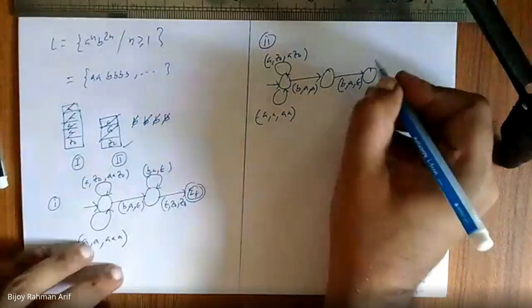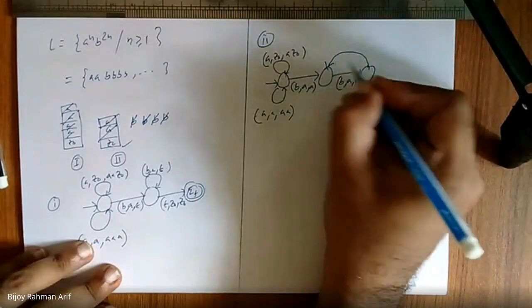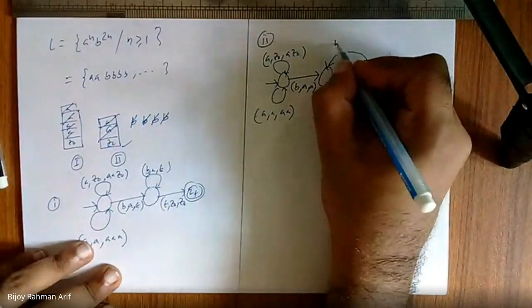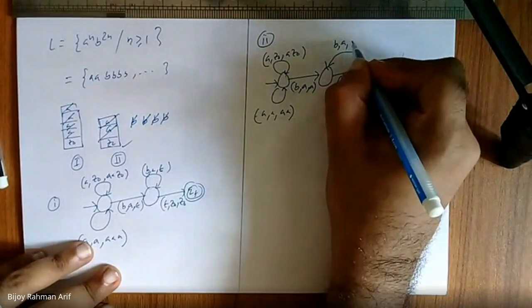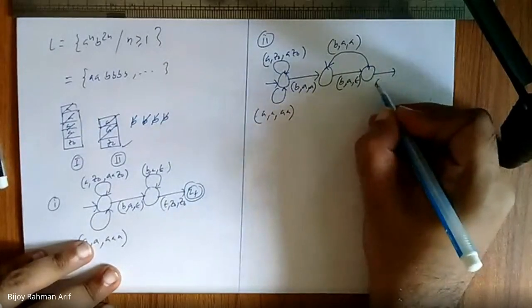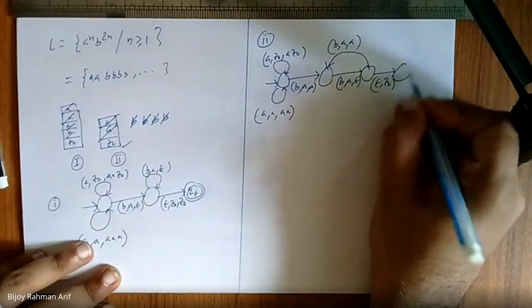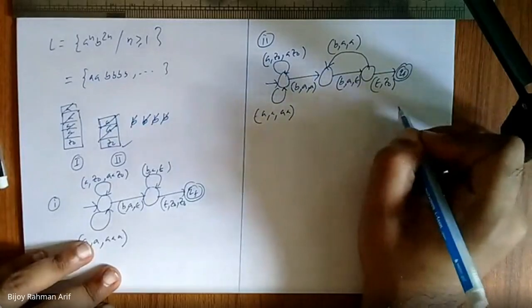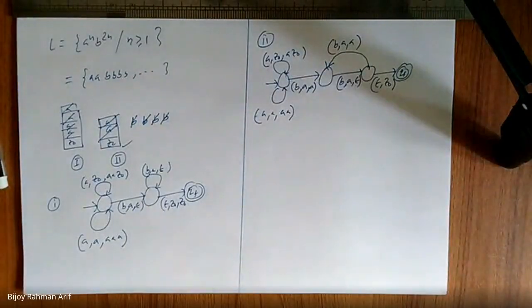So I'll remain on this. I'll come back to the middle one. B, get A. I'm going to keep only A. Then finally from here, if I get epsilon Z naught, I'm going to go to the final state. That's it. This is the case.